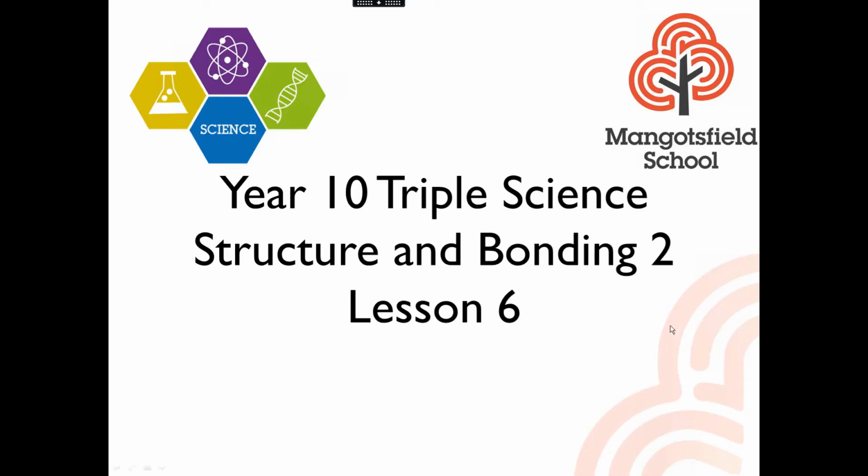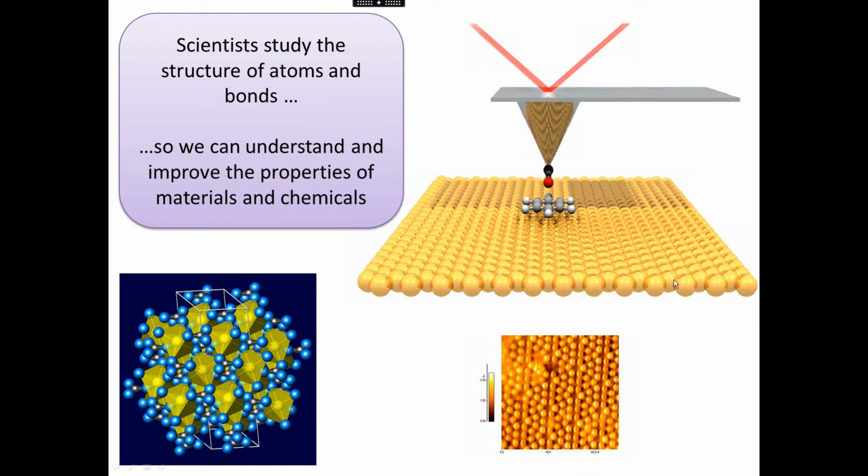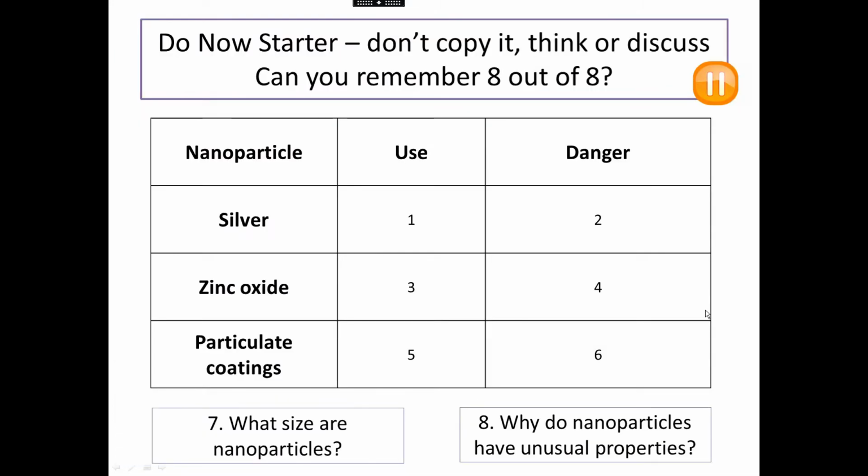Hello and welcome to lesson 6 of our triple science structure and bonding topic. And today we are going to be looking again at the properties of nanoparticles, looking at their sizes and comparing them to some other types of particles. But before we do that, memory test of last lesson.